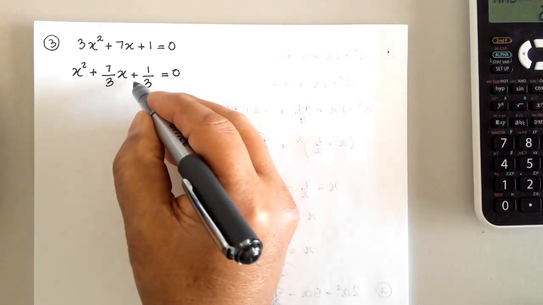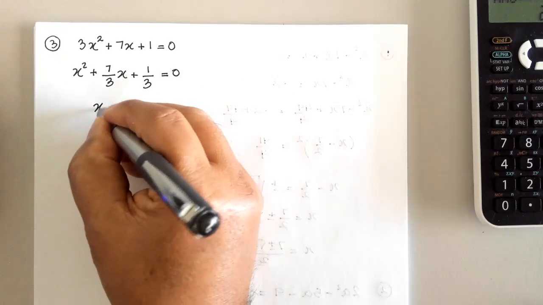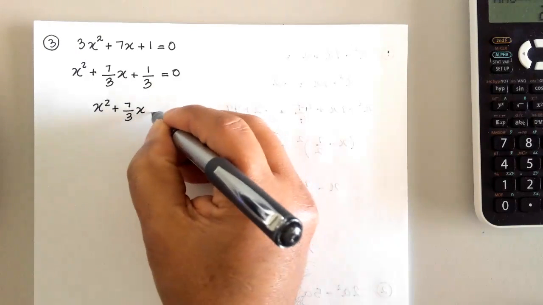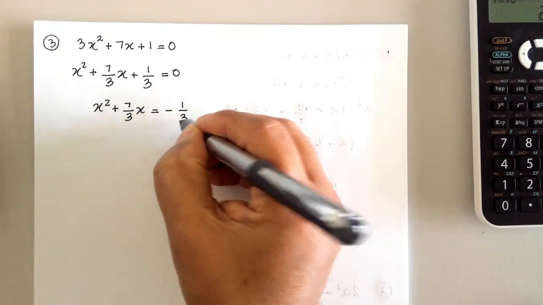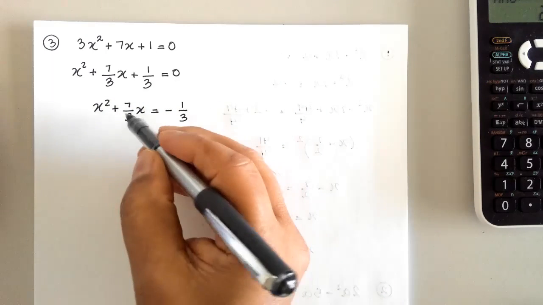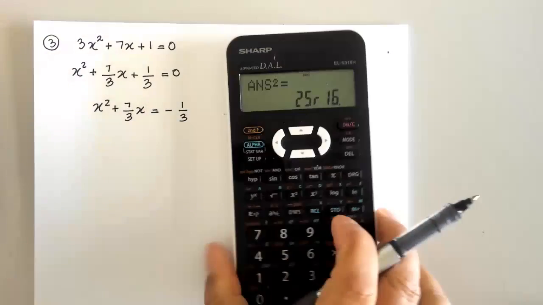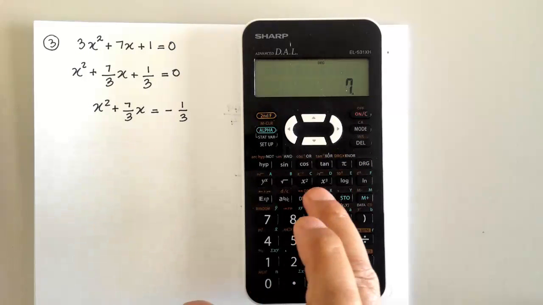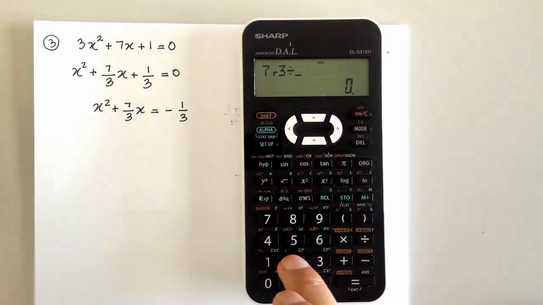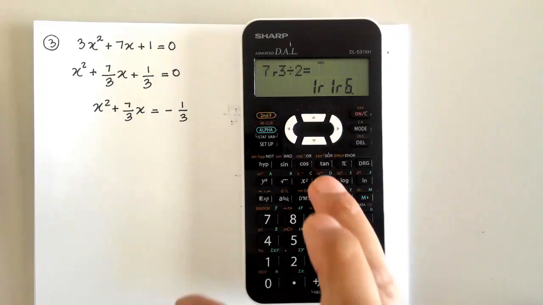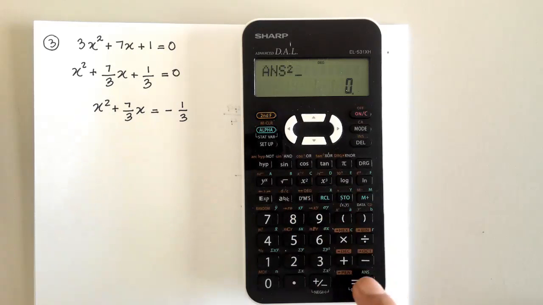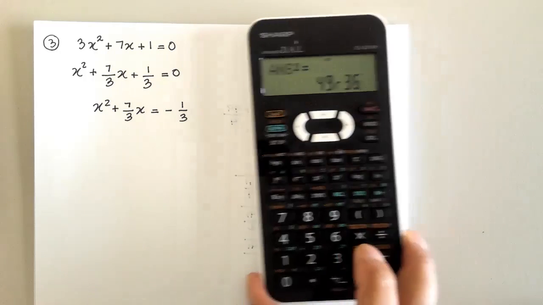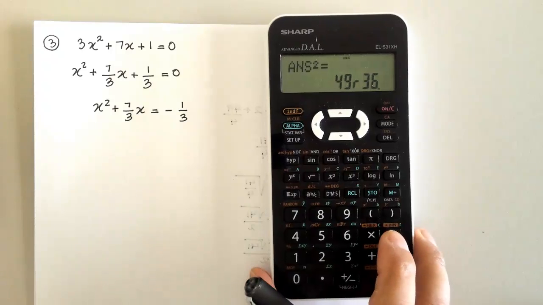Next, we're going to move this positive 1/3 over the other side, so we're going to have x squared plus 7 over 3x is equal to negative 1/3. And now it's when we need to divide this by 2 carefully. So we're going to divide 7 over 3 divided by 2, and then we square the answer. Putting the answer in fractions, it's going to be 49 over 36. All right, so that is what we need to add to both sides.